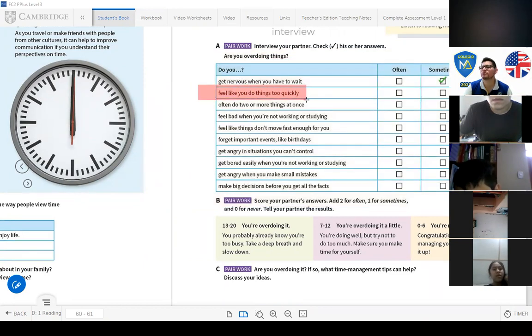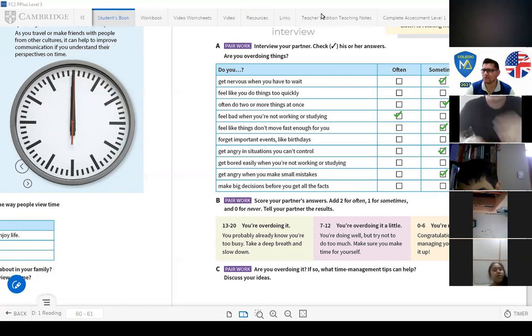Dice, feel like you do things too quickly? Never, I think, no? Often do 2 or more things at once, sometimes, yeah. Feel bad when you are not working or studying? Yeah, that's right. Feel like others don't move fast enough for you? Sometimes. Forget important events like birthdays? No, never. Get angry in situations you can't control? Yeah, sometimes. Get bored easily when you are not working or studying? No, never. Get angry when you make a small mistake? Sometimes. Make big decisions before you get all the facts? No, never. I always take my time to do these kind of things.